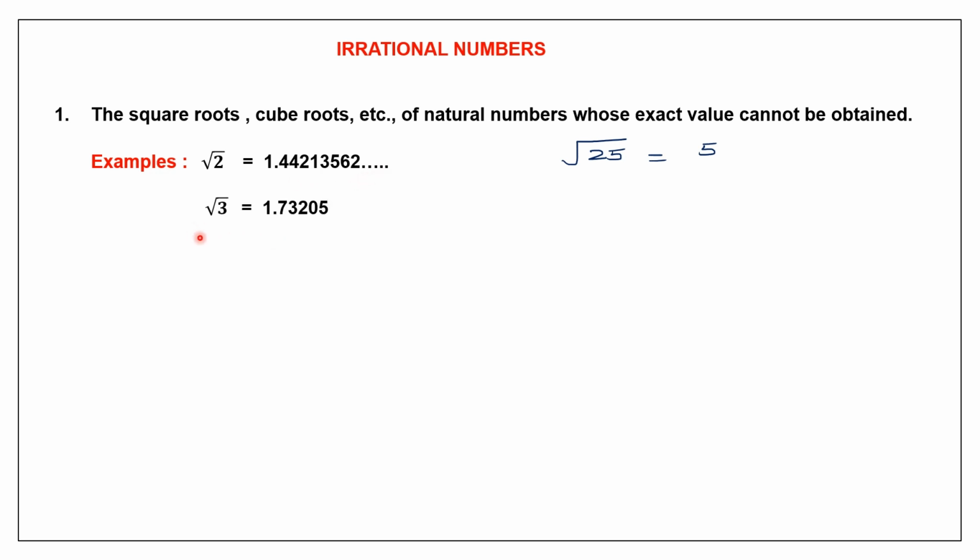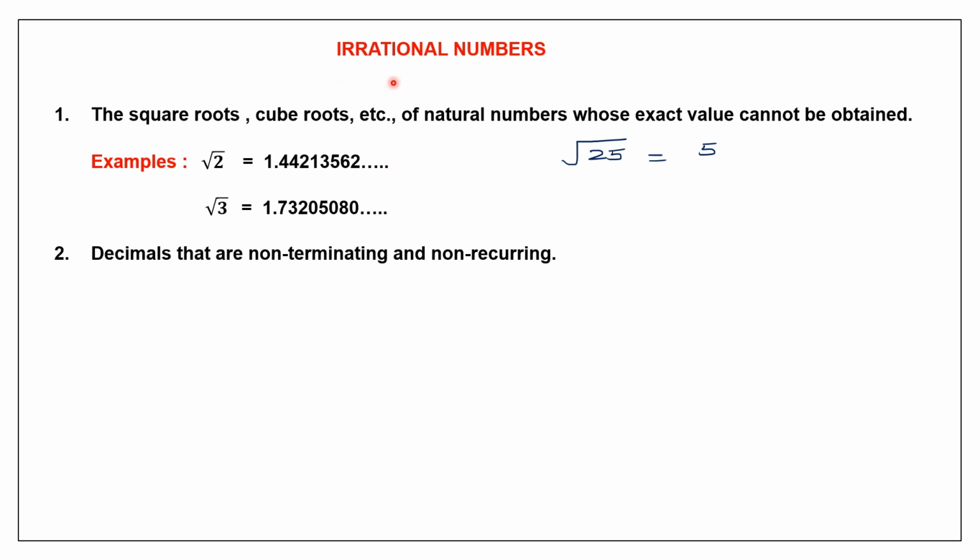Another example is square root of 3. See, this is the square root of 3. Again, this is an irrational number because I cannot get the exact value. This will go on and on. So the square roots, cube roots. Similarly, cube roots also, if you don't get the exact value, they are called irrational numbers. Then decimals that are non-terminating and non-recurring are also irrational numbers.